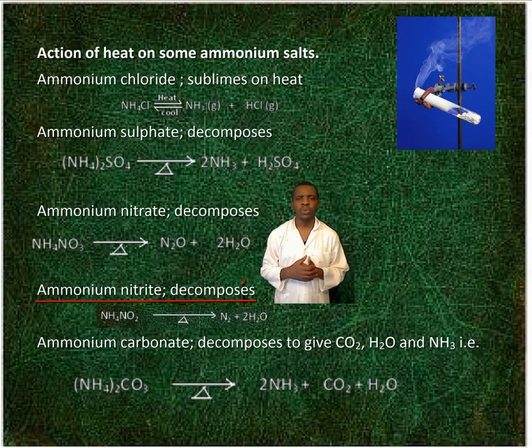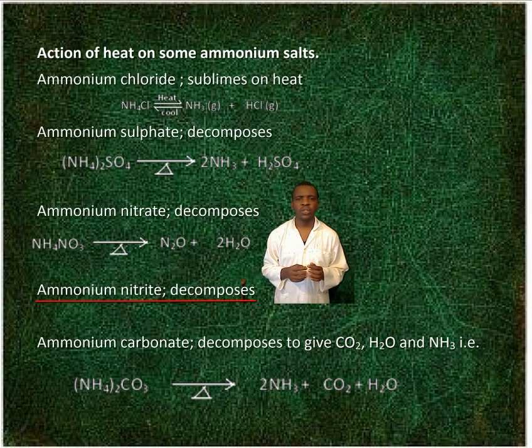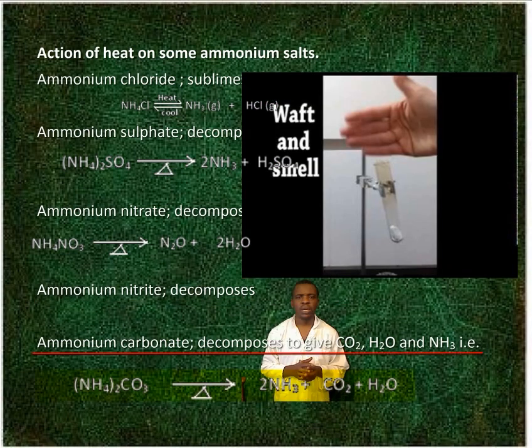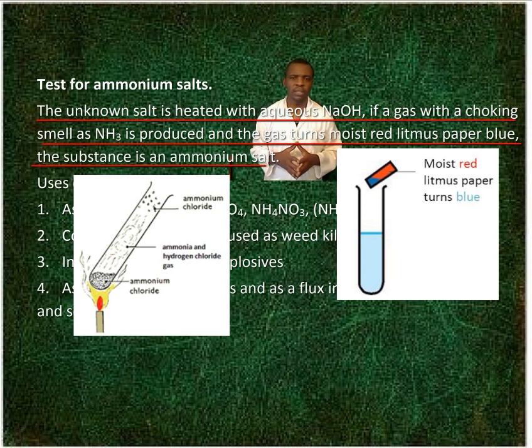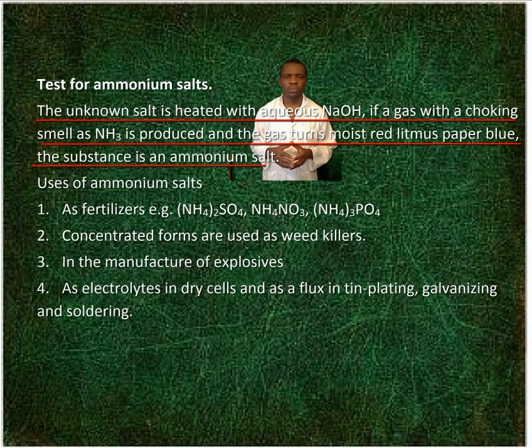Ammonium nitrite decomposes to give nitrogen and water. Ammonium carbonate decomposes to give carbon dioxide, water, and ammonia. Test for ammonium salts. The unknown salt is heated with aqueous sodium hydroxide. If a gas with a choking smell, as ammonia, is produced, and the gas turns damp red litmus paper blue, the substance is an ammonium salt.